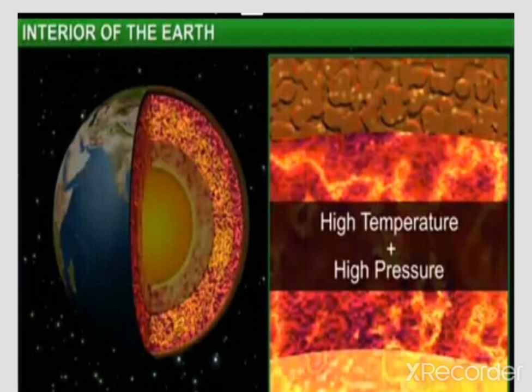Got it? Okay, so in this way, all of you understood the mantle layer and its characteristics.